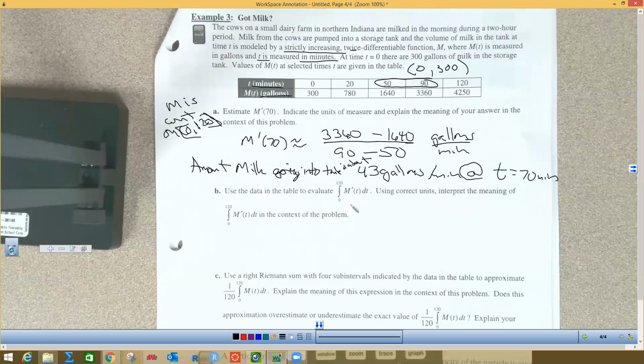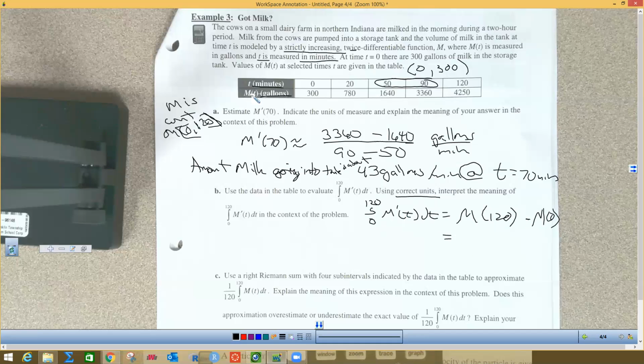Use the data to evaluate the integral from 0 to 120 of m prime of t dt. Okay, so again, this is m up here, and this is asking us to evaluate m prime, the derivative, and it says use correct units to interpret the meaning. And then we're supposed to talk about that in terms of the problem. So let me do this real quick. So 0 to 120 of m prime of t dt is going to equal capital M of 120. This is the fundamental theorem of calculus, minus capital M of 0.